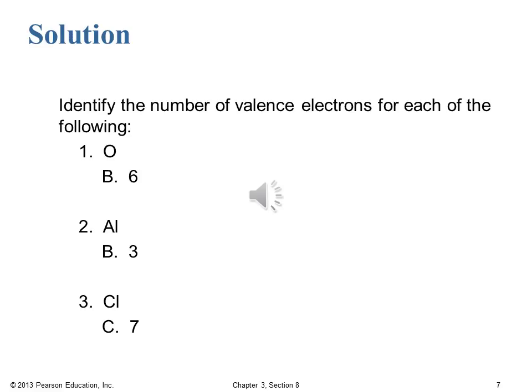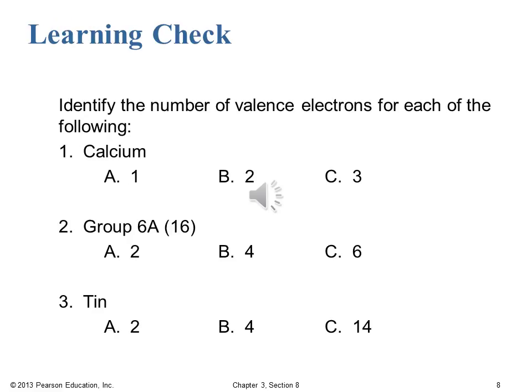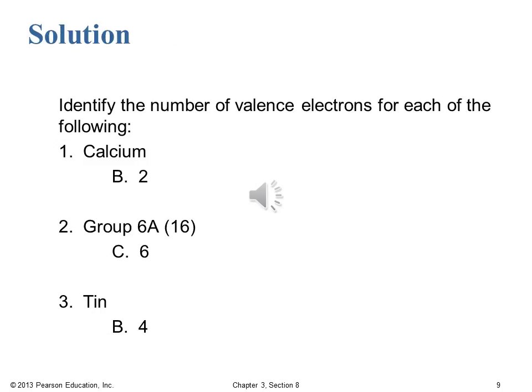Let's have another learning check just to make sure and see how you're doing with these concepts. Okay, so again, we're looking to identify the number of valence electrons. This time we're going to look at calcium. Then we're going to look at anything in group 6A or group 16. And finally, we're going to look at tin. So for each of those elements, please, or groups in the case of number 2, please identify the number of valence electrons. Pause the video if you must. Otherwise, let's see how you did.